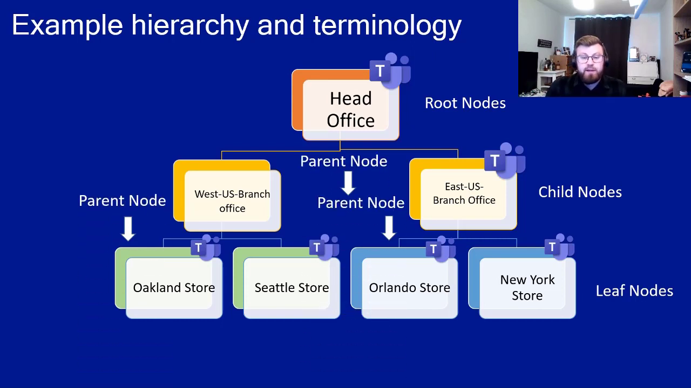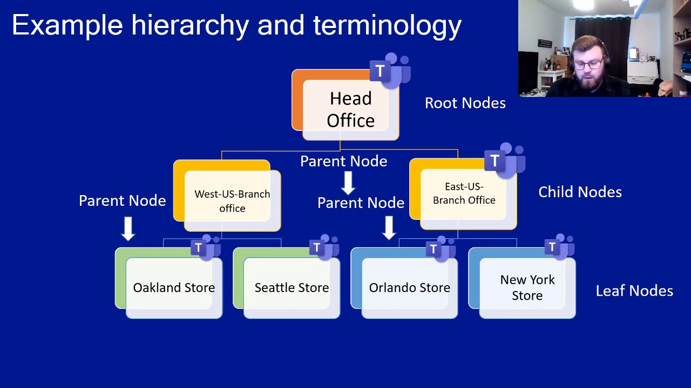Another important thing in regards to terminology is the parent node. As you can see here, I was talking about child nodes. Obviously, the parent nodes are the ones above it. So head office is the parent node of the West and East US branch offices, and the West US and East US branch offices are parent nodes to the leaf nodes in this sense. It might be a little bit confusing, but if you really look at it, it's not that confusing.